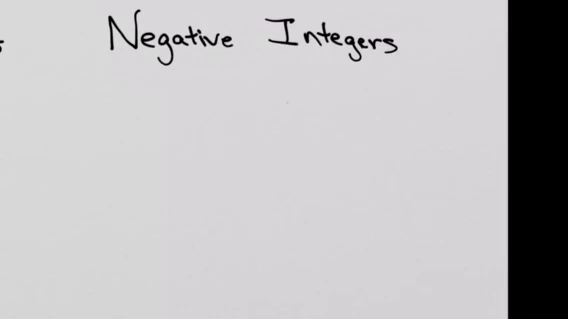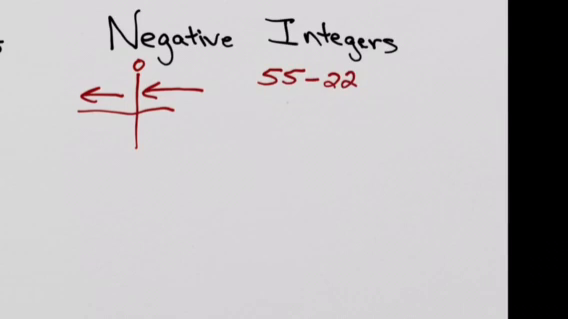Now let's look at negative integers. Negative integers, as I said earlier, move to the left on the number line. It doesn't matter which side of the zero they are on, they will always move to the left. Therefore, if you have 55 minus 22 on the number line, we know we can look at it as this. Here's 55. And we know we are going to be moving to the left because it is a negative or a subtraction. So we have negative 22.